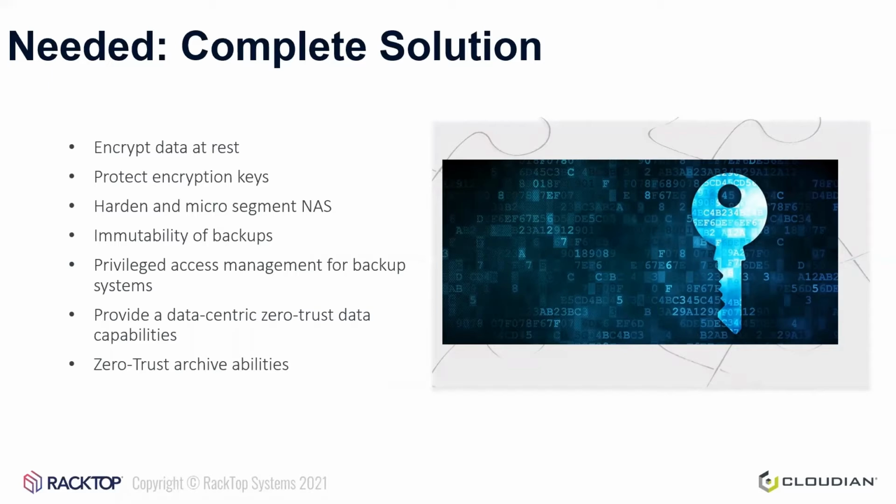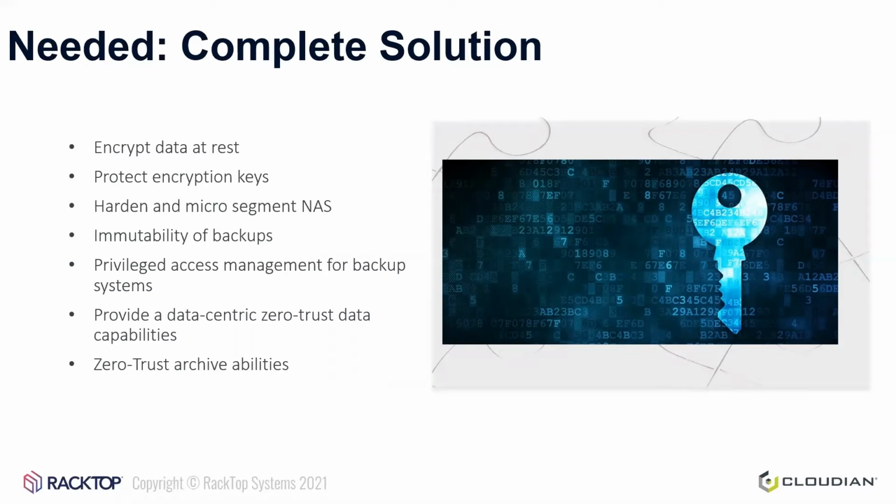We need to make sure that anything that is being backed up is immutable. So even if you do get hit by ransomware, you can protect that. We need to make sure that our NASs, our file shares, our Z drives and G drives are protected and are segmented. So if bad guys get in, they can't hop over some of the walls that you've put in place.